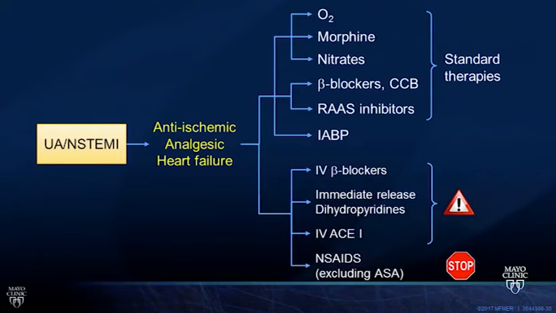And then to remember, intravenous beta blockers used with caution. Intravenous ACE inhibitors are rarely used now, and again, used with caution. Most of the time we want to avoid our immediate release dihydropyridines unless someone is adequately beta blocked, and then we want to stop all of our non-steroidal anti-inflammatory agents, excluding aspirin.